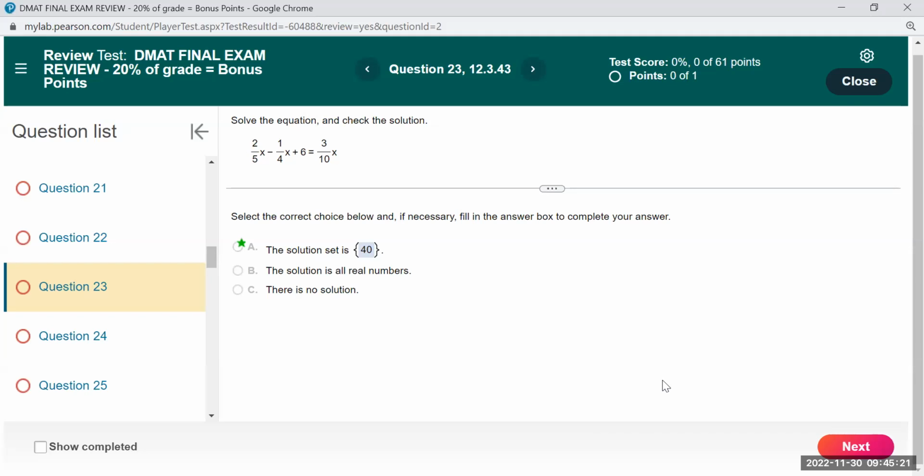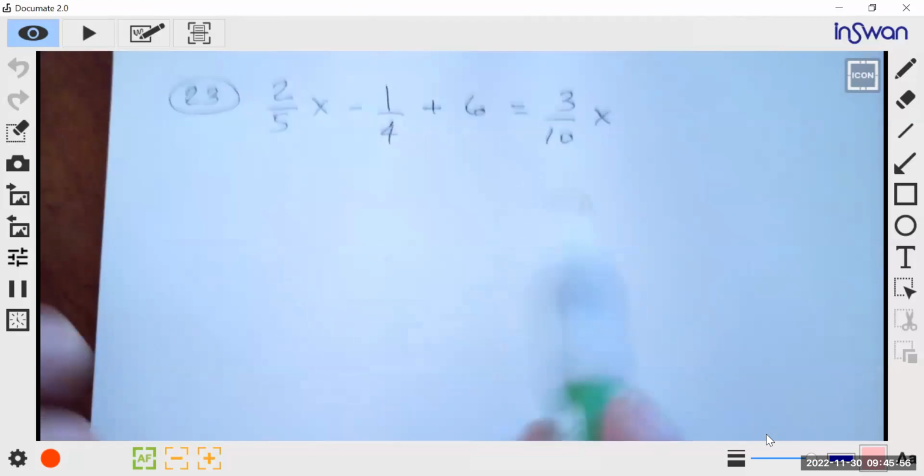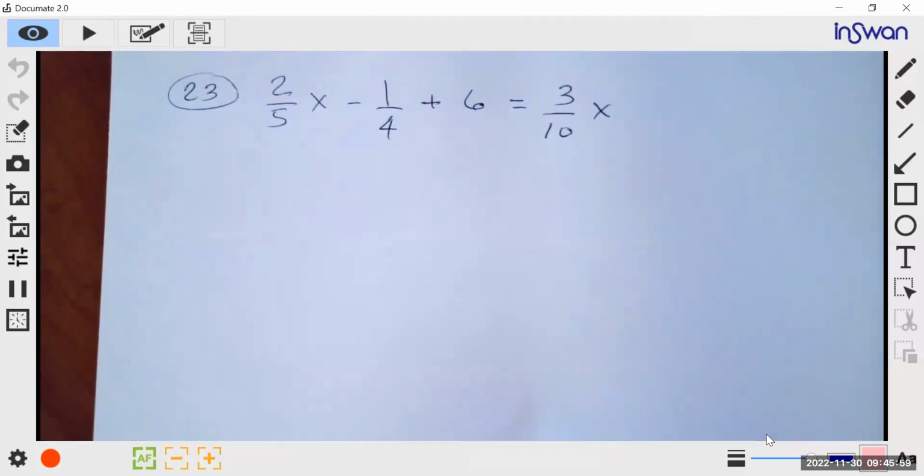Let me go to the next page. Solve the equation. We have 2/5 x minus 1/4 plus 6 equals 3/10 x. Since it has an equal sign that says solve, we have to solve for x.